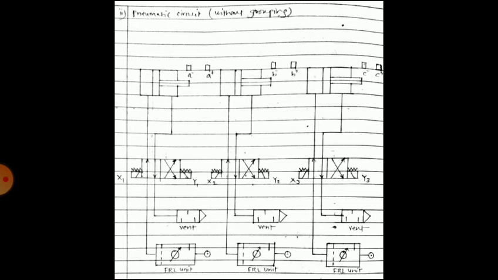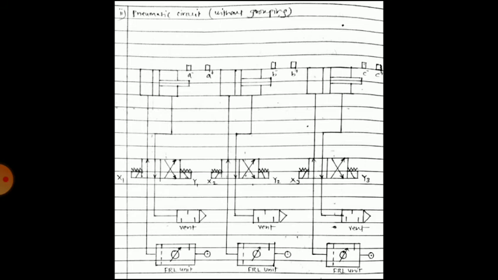So pressure port is connected to working port A, and working port B is connected to vent. Due to the straight flow, there is a forward stroke of cylinder B. When the cylinder rod reaches B plus, that is the end of the forward stroke.